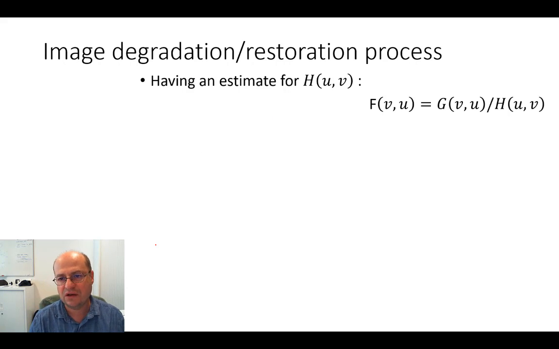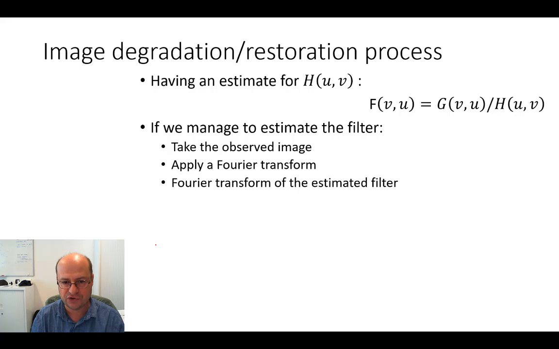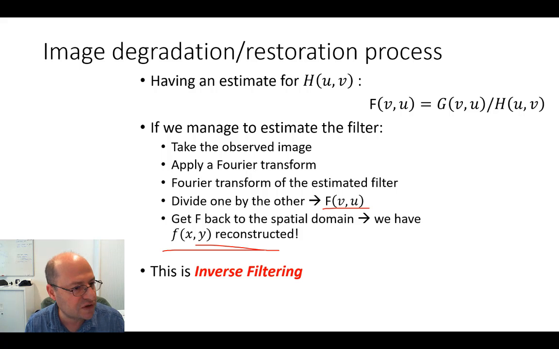Now, having an estimate of your degradation, you can just divide it. If we manage to estimate the filter, what we have to do is take the observed image, apply a Fourier transform, take the estimated filter, divide one by the other, get your reconstructed image, and then you go back to the spatial domain and have your function reconstructed. In a nutshell, this is what is called inverse filtering. It's a quite powerful technique for image restoration.